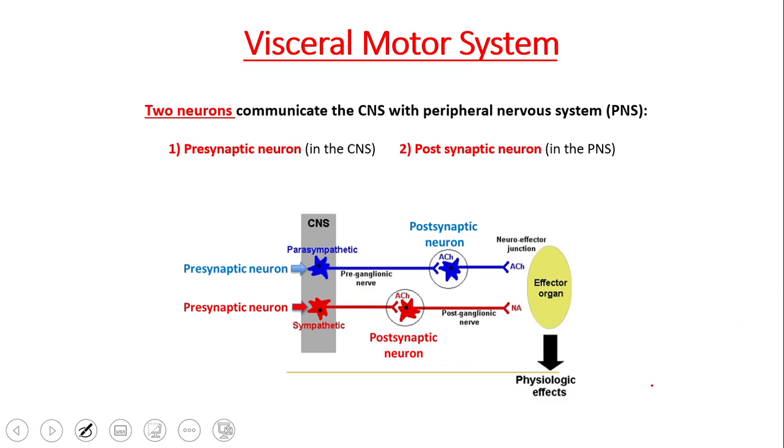The visceral motor system, regardless of sympathetic or parasympathetic, has presynaptic neurons that are located inside the central nervous system. From them, the signal goes to the postsynaptic neurons outside of the central nervous system. And from the postsynaptic neurons, the signal goes to the final organ, the target organ, to produce an action.